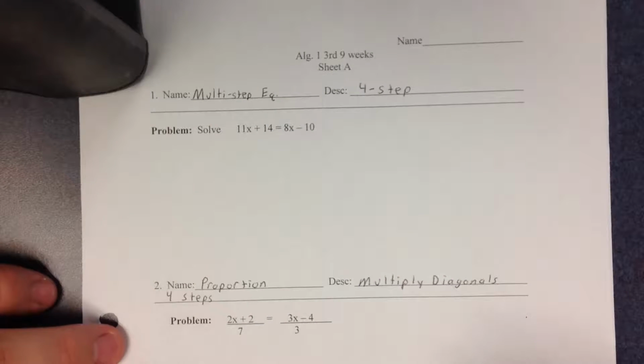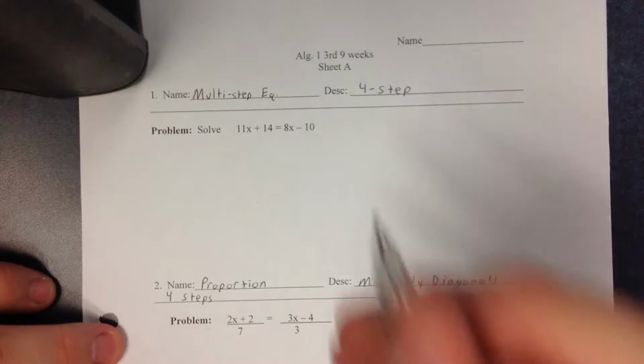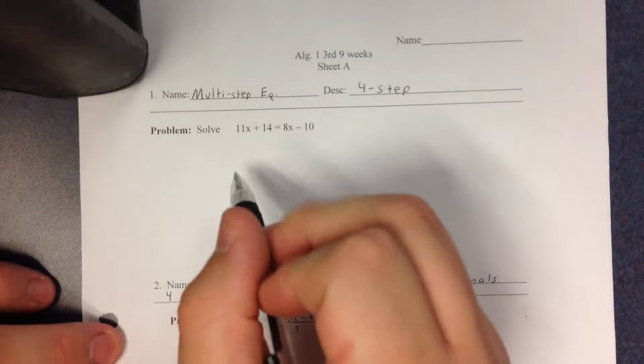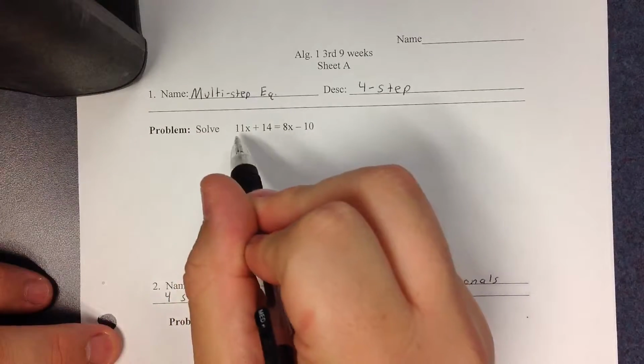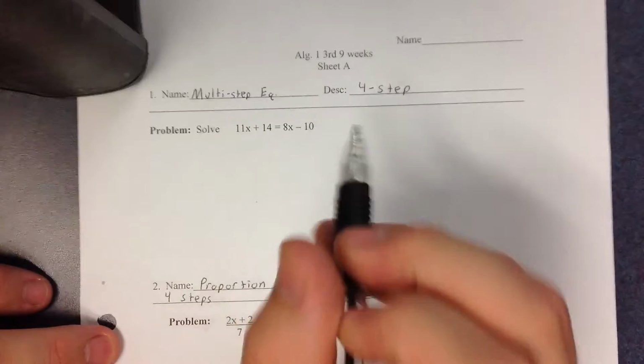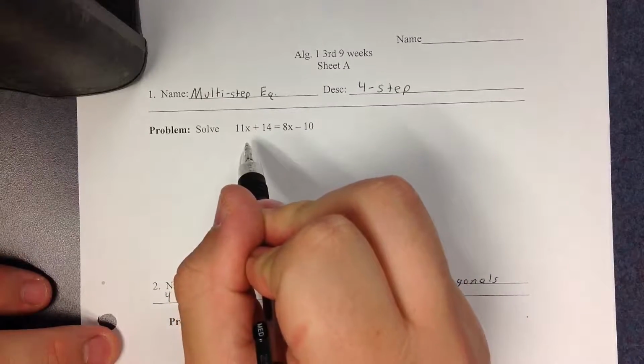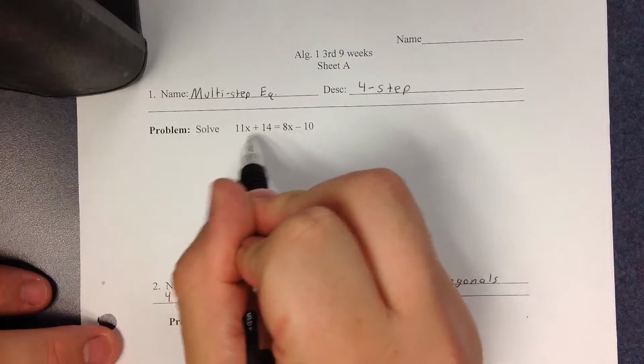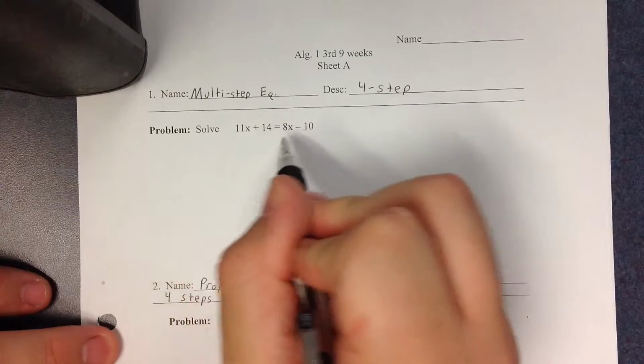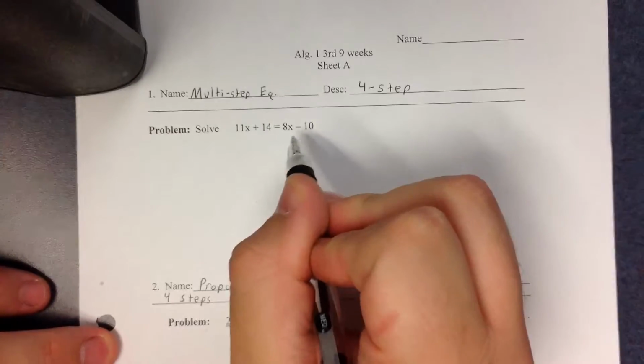Okay, number one says solve 11x plus 14 equals 8x minus 10. That's a multi-step equation. Usually we distribute first, but there's nothing to distribute. Then we add the like terms on each side. Well, there's nothing. I can't combine 11x and 14 because they're not like terms. Same thing with the 8x and minus 10.